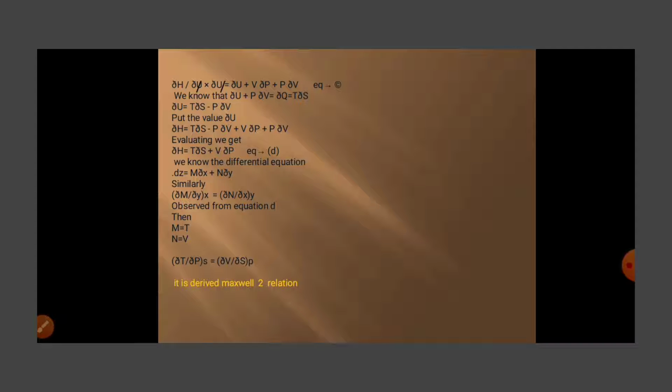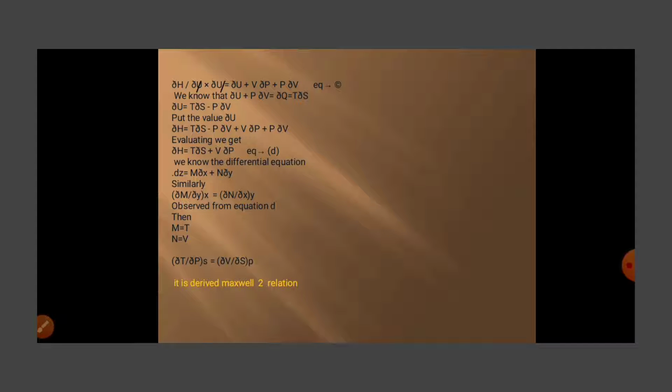If we look at equation D, it is similar to the differential equation dz equals M ∂x plus N ∂y. And similarly, we can write (∂M/∂y) at constant x equals (∂N/∂x) at constant y. Observing equation D, M equals T and N equals V. So we can write (∂T/∂P) at constant S equals (∂V/∂S) at constant P. This is the second Maxwell relation. So in that way we can derive the second Maxwell relation.